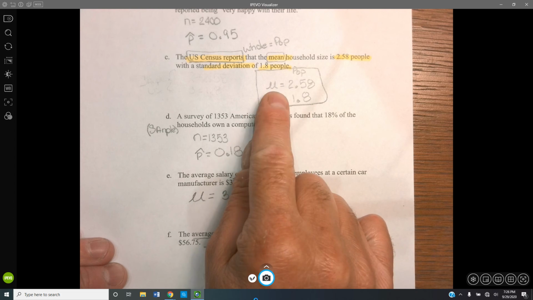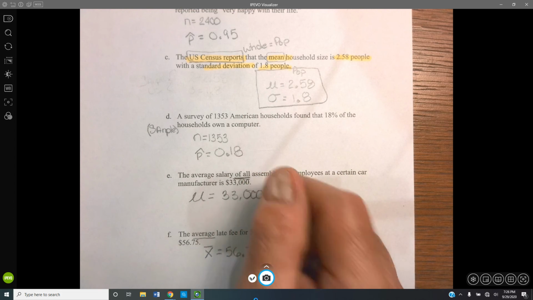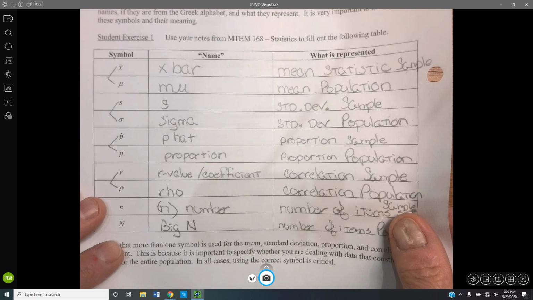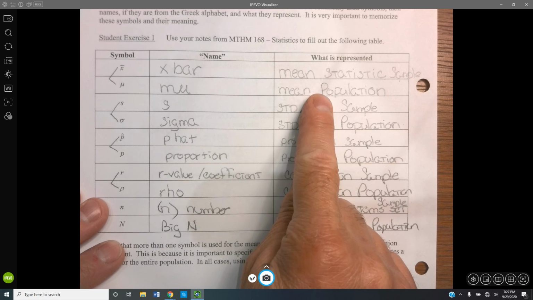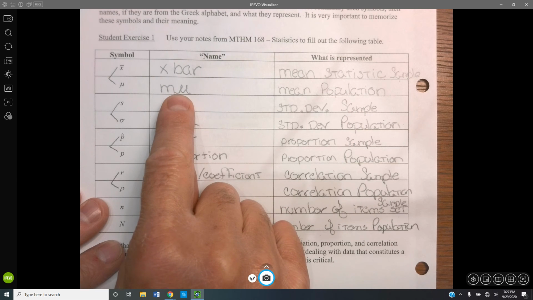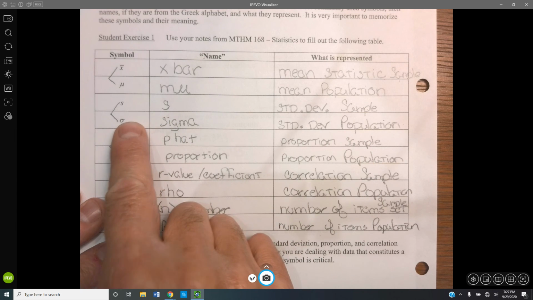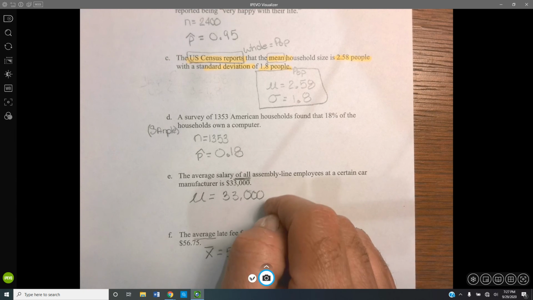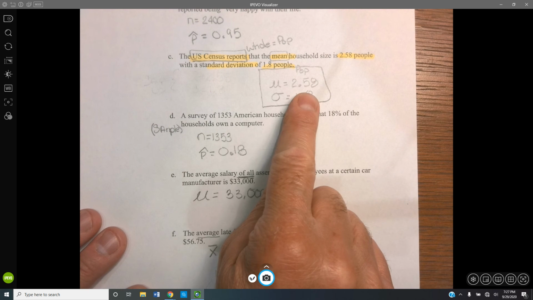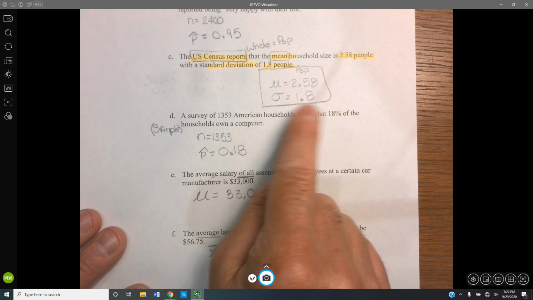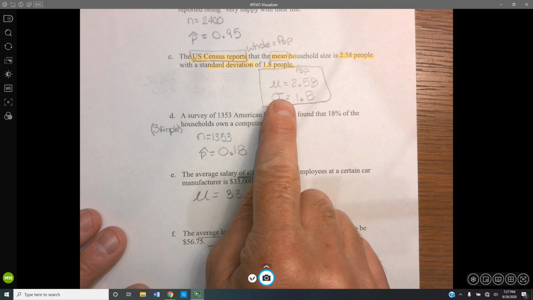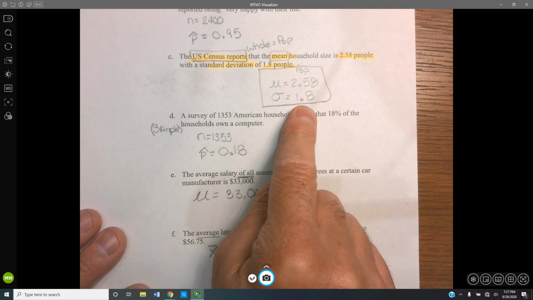The mu, because remember, if I go back and find my mean value for a population, I have to now use mu. My standard deviation for a population has to be sigma. So my mu value is 2.58, and my standard deviation, or sigma, is equal to 1.8.